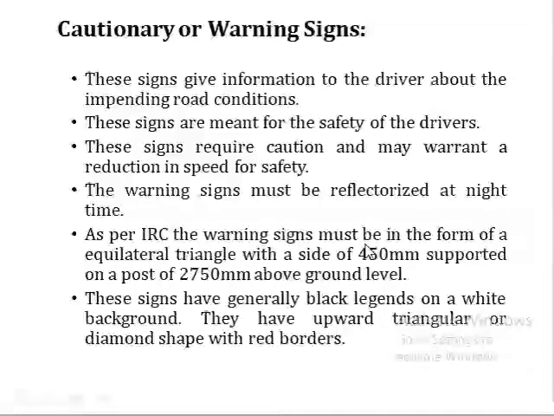As per IRC, the warning sign must be in the form of an equilateral triangle with a side of 450 mm supported on a post of 2750 mm above ground level. These are the specifications of warning signs. These signs generally have black legends. The sign is made of black color with a white background, and they have a red border. They are usually triangular, but few signs are in diamond shape as well.